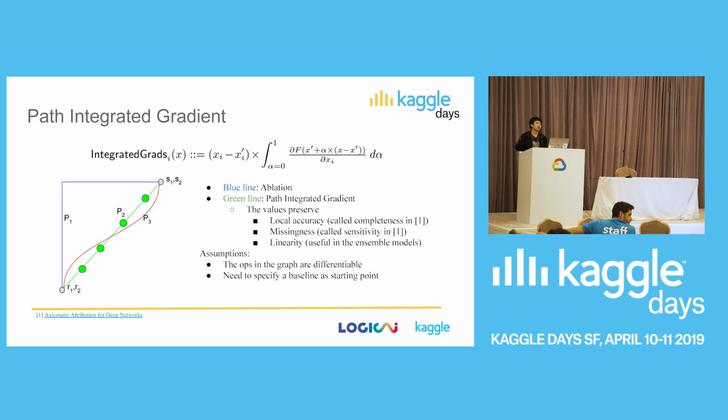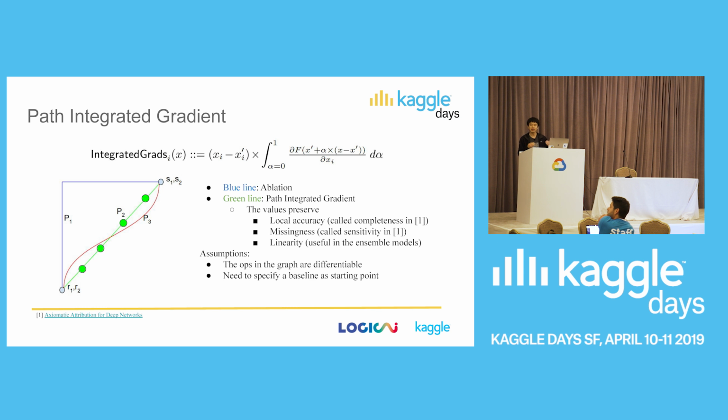Now, you go from the no-information state to your current feature space. That represents going from S1, S2 to R1, R2. And you compute the line integral along this line. That gives you the path integrated gradient. So it also satisfies all those beautiful properties. In the original paper, it's called local completeness, which is the local accuracy.